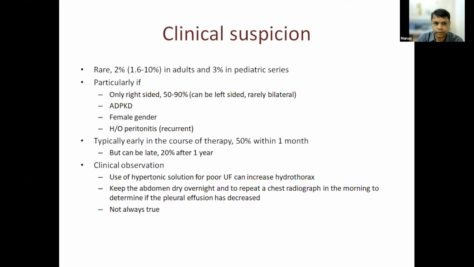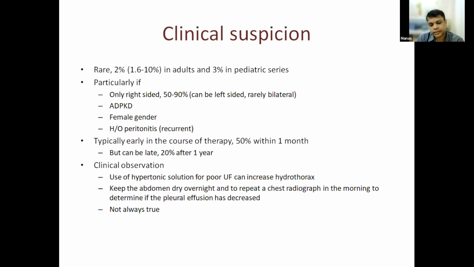ADPKD patients who are doing CAPD have a little higher incidence, but we have not seen this. Later on I will discuss. All larger case series show female gender has a predisposition, and patients who have recurrent peritonitis are at risk for CAPD-related hydrothorax. Typically almost 50 to 60% will present within 30 days or 1 month of initiation; these are called early CAPD-related hydrothorax. But some patients may present very late, maybe up to 2 years or even 8 years.